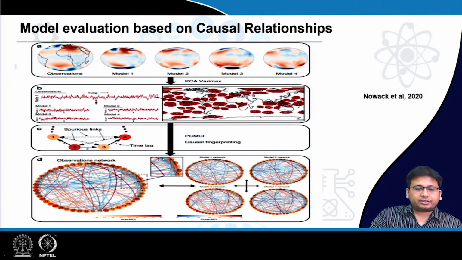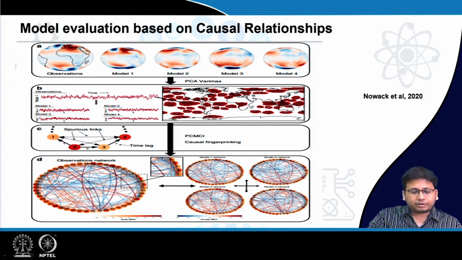Let us say these are the observations we have of different Earth system variables in different parts of the Earth, and these are the Earth systems simulated by 4 different models. For each of them we have measurements of the different variables, which we can call time series. This is the observational time series of a particular variable, and these are the simulated time series.